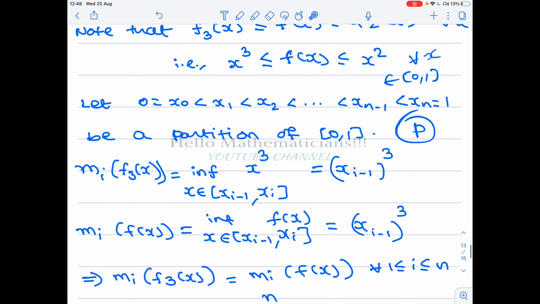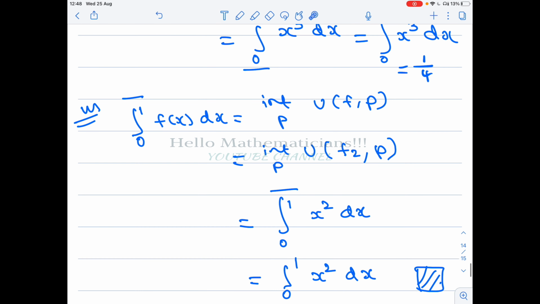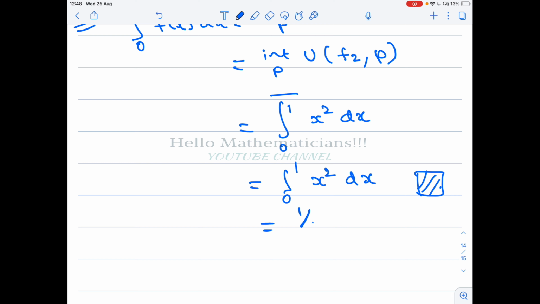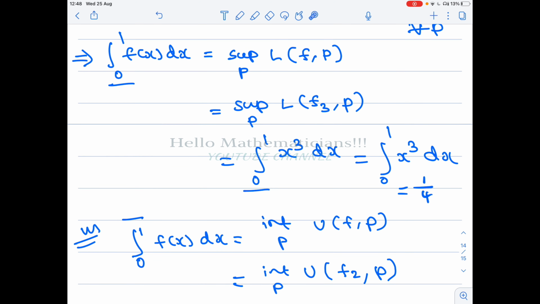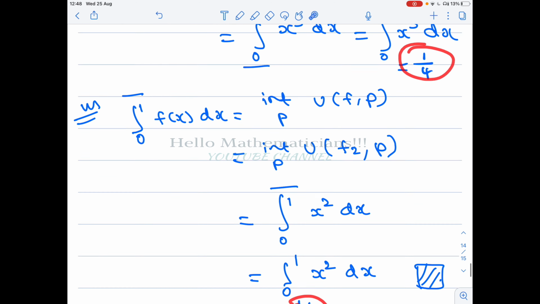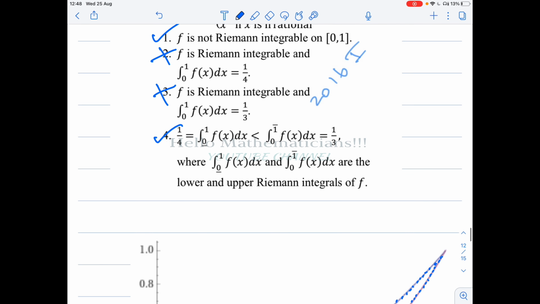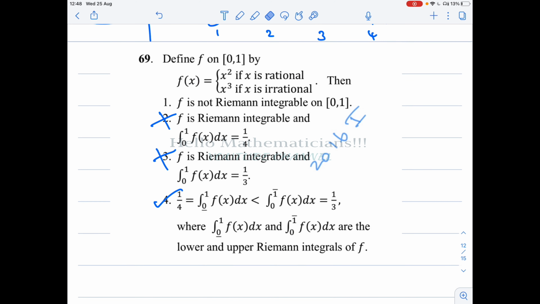Similarly, using our second observation, the upper sum of f2 equals the upper sum of f. Using that, you can prove that the upper integration of f of x is equal to the integral 0 to 1 of x square dx, which is equal to 1 by 3. Now for f of x, the lower integration and upper integration are not equal. A function is Riemann integrable if its lower integration and upper integration values are the same. Since these two values are different, we conclude that this function f is not Riemann integrable.